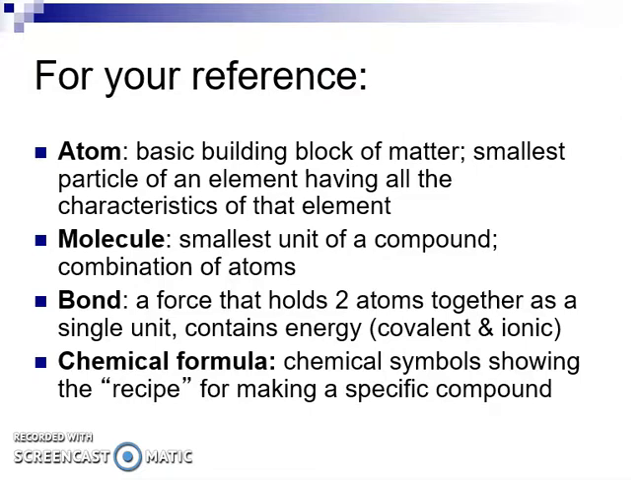A bond is a force that holds two atoms together as a single unit, and it contains energy. Now, it could either be a covalent bond or an ionic bond, just like we covered in the reading. And a chemical formula are chemical symbols showing the recipe for making a specific compound.